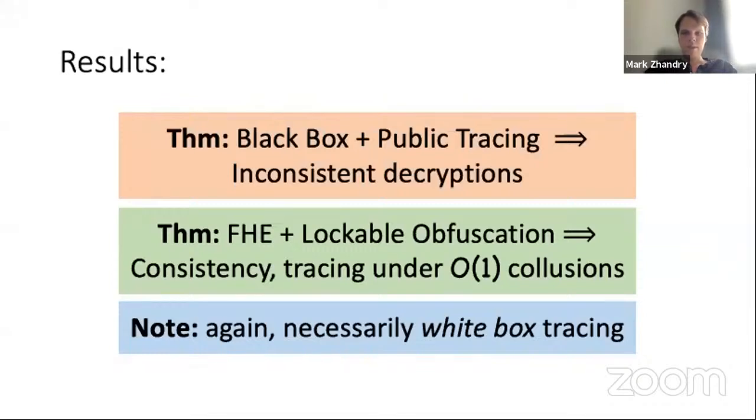We then complement this impossibility with another result. This one is a more limited result, showing that we can use fully homomorphic encryption and lockable obfuscation to get a traitor tracing scheme that is consistent. However, we only guarantee tracing under a constant number of colluding users. This is in contrast to many schemes that actually allow unbounded collusions. But nevertheless, it's an initial positive result for consistent tracing. And again, because of our impossibility, this result necessarily uses white box tracing. All right, this concludes the overview of my work. Thank you.